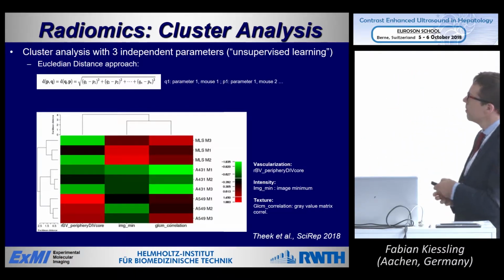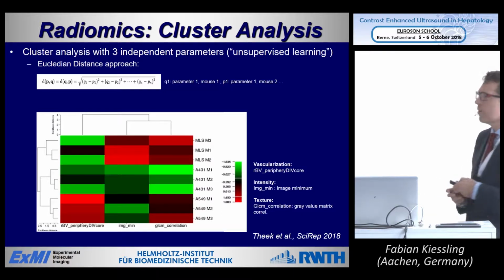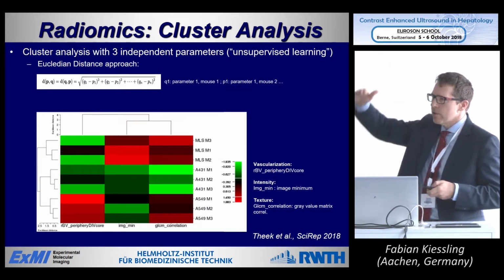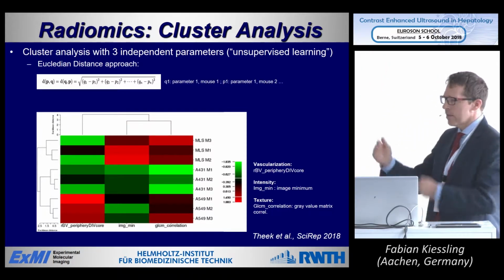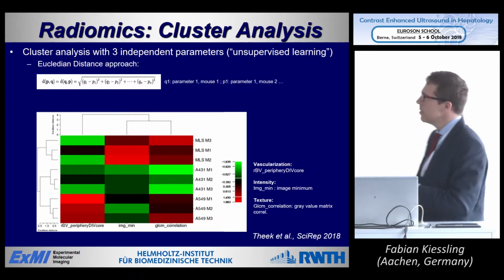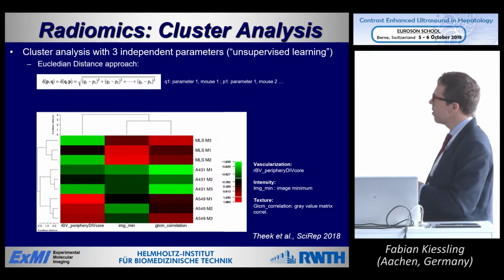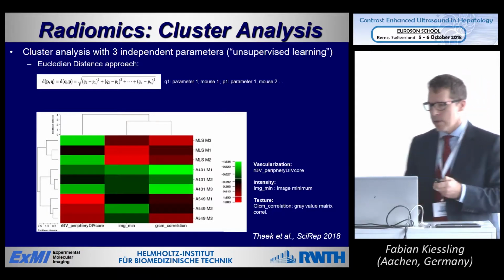So what you do actually in this very easy way of a Euclidean distance approach is that you take the first parameter that you extract from mouse 1, subtract the first parameter of mouse 2, then you take the second parameter of mouse 1, subtract it from mouse 2, and take the square root of that, and as a result you get a value based on which you can rank the different comparisons. And then you can take the mean between 2 and compare the mean with the next ones. So you get an order, an automatic order and clustering. And as you see, if you do that here with just the 3 best discriminating parameters, which were RBV, the image minimum, and the gray value matrix correlation, we can correctly assign all the 3 different tumors to their histological group.